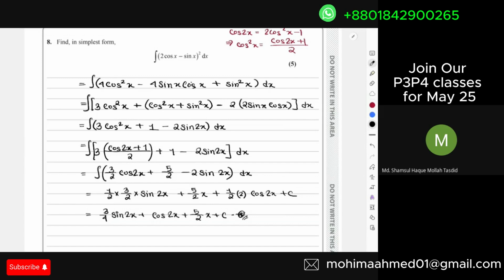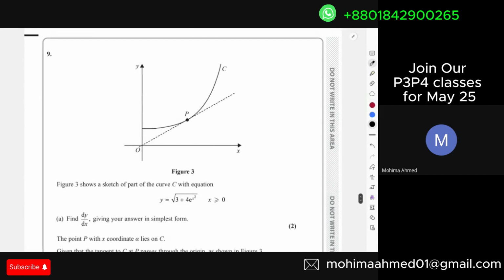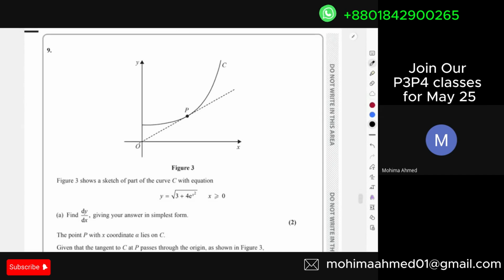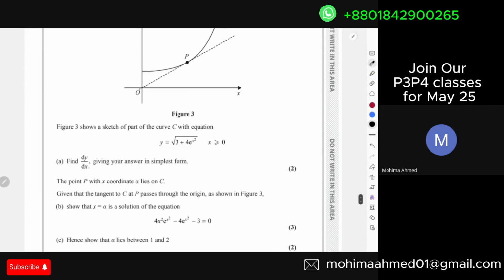No, miss. Okay, then we're done with this question also. I'll quickly move on to question 9. This is about numerical methods. The first part is not about numerical methods. The first part is about simple differentiation: the square root of 3 plus 4e power x square.